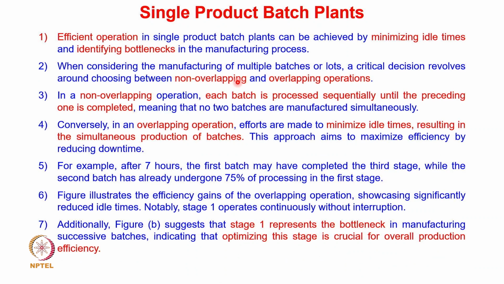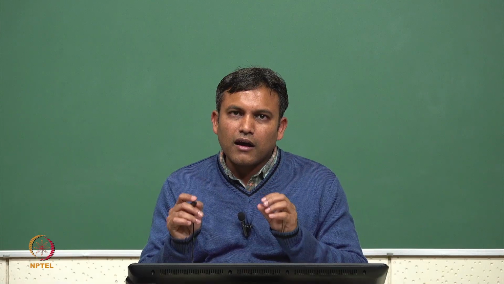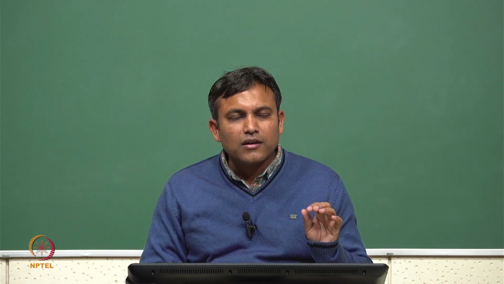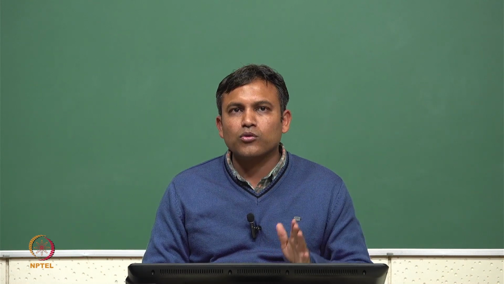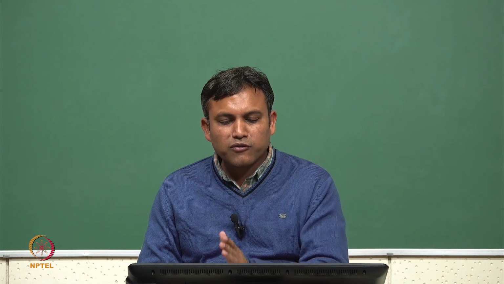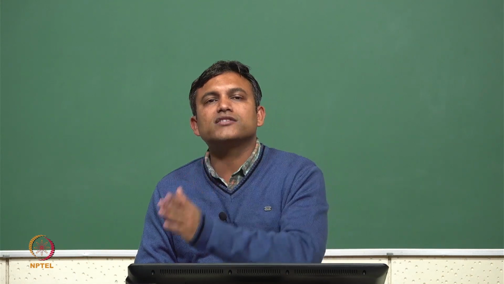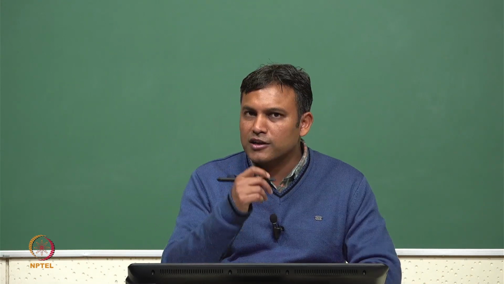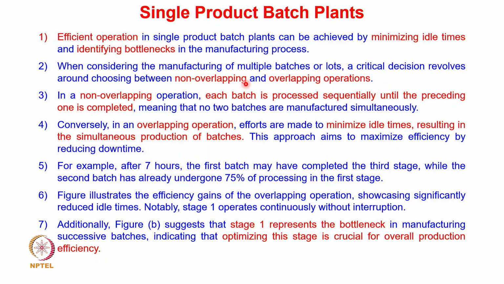When considering the manufacturing of multiple batches or lots, a critical decision revolves around choosing between the non-overlapping and overlapping operation. So what is non-overlapping and overlapping operation? When we are having multiple batches, and if these batches are processed sequentially one after another, then it is called non-overlapping. What it means is, batch 1 is first completed, and after that batch 2 is starting. So there is no overlap between batch 1 and batch 2. Whenever the production is performed like that, it is referred to as non-overlapping.